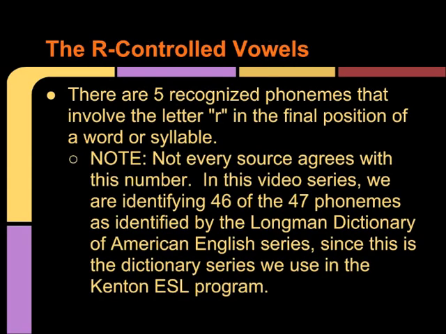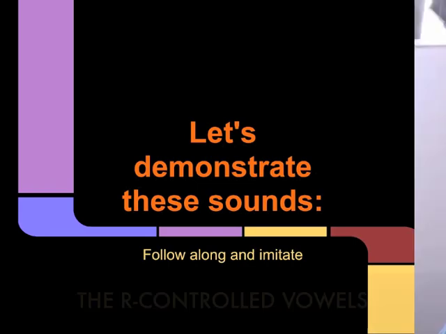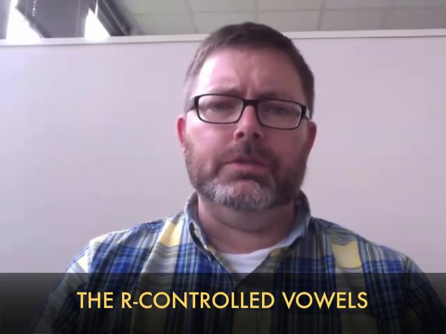The R-controlled vowels. There are 5 recognized phonemes that involve the letter R in the final position of a word or syllable. Note, not every source agrees with this number. In this video series, we are identifying 46 of the 47 phonemes as identified by the Longman Dictionary of American English series, since this is the dictionary series we use in the Kenton ESL program. Let's demonstrate these sounds. Follow along and imitate. The R-controlled sounds.